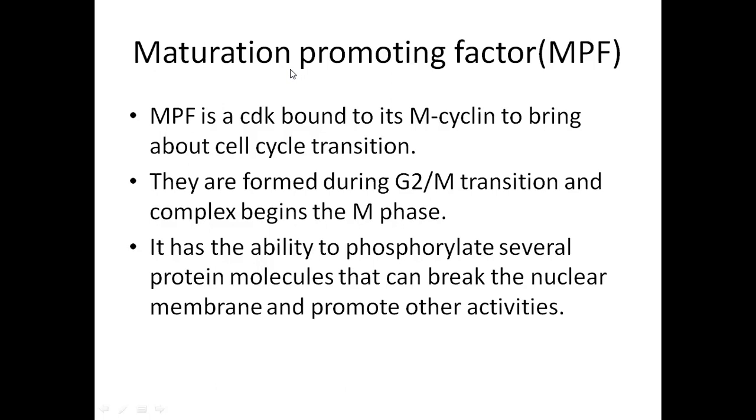Now, there is another factor known as MPF, maturation promoting factor. It is a factor that is formed by the combination of CDK with M-cyclin, mitotic cyclin, which is very important to make the cell proceed through the M phase. So this combination is nothing but the maturation promoting factor. This MPF will phosphorylate several protein molecules that can break down the nuclear membrane, which is very essential at the end of the prophase, and bring about other activities that are very essential to make the M phase proceed further.